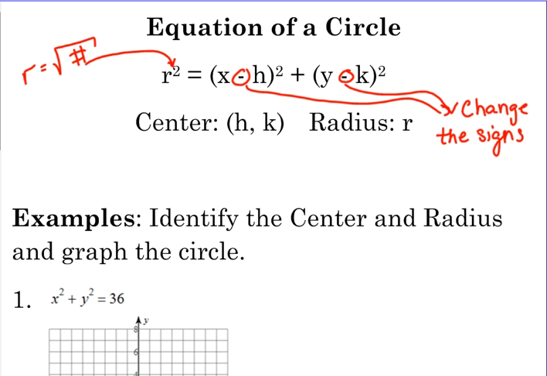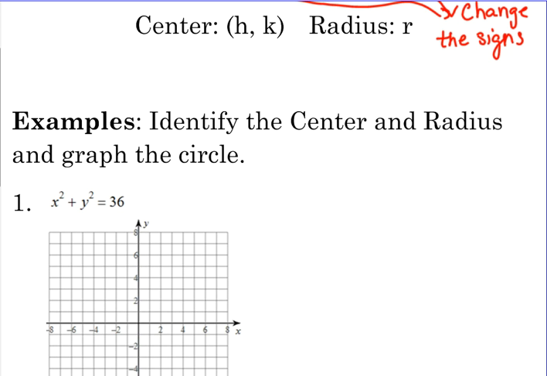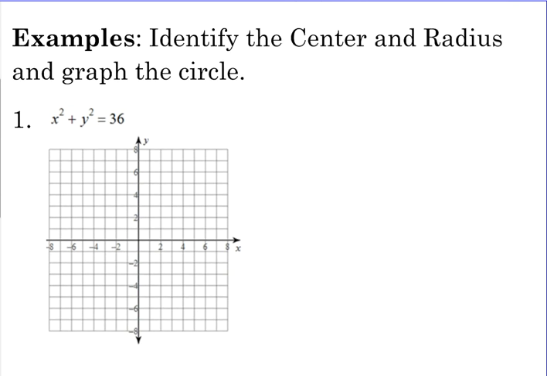All right, let's look at a couple of examples. We're going to start by identifying our center and our radius, and then we're going to graph it based on that. I go back to a very simple example like this because when there's no h and k, people freak out. But if it's just x squared plus y squared, where's our center? At the origin. It's like x minus 0 squared, which is x squared, and y minus 0 squared, which is y squared. So our center is at 0, 0. Our radius is the square root of the number on the right side, the square root of 36, which is 6.